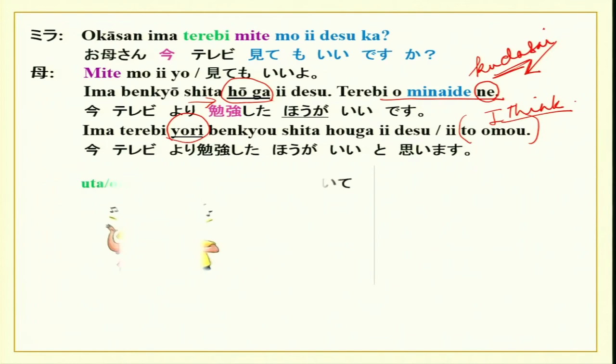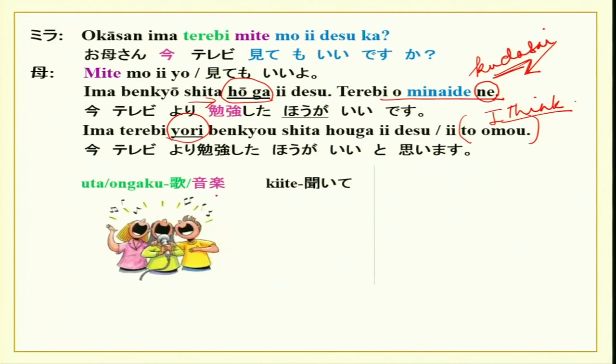Now, somebody is singing. So, ongaku is music and uta is song. Utau is to sing.